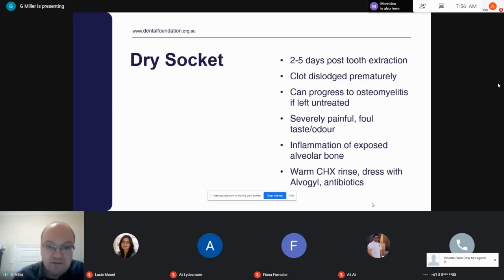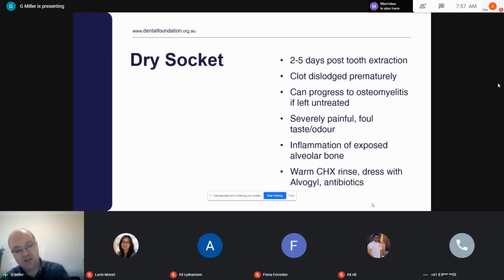Management does not involve antibiotics, and antibiotics will not assist unless there is also an underlying osteomyelitis as well. And so the best management is rinsing and debriding the socket and then placing an obtundant such as Alvogyl into the site and allowing the area to heal.